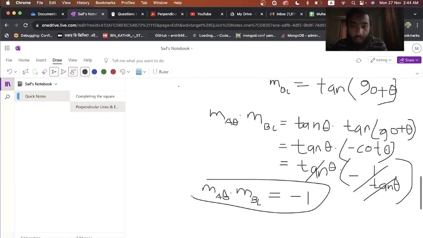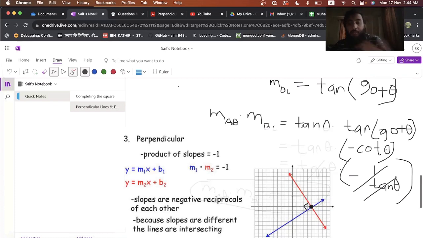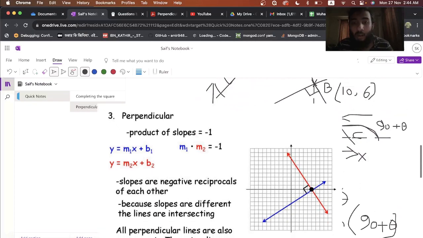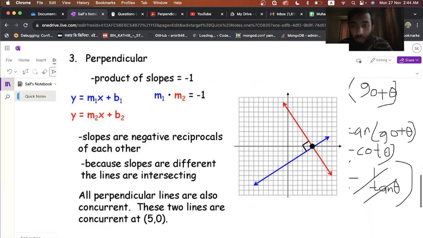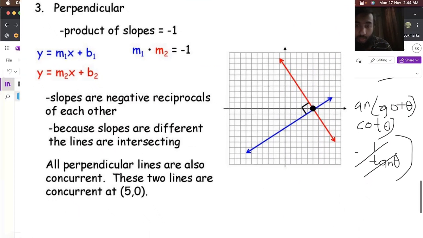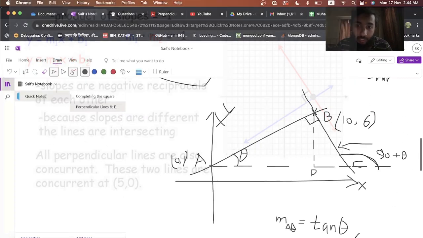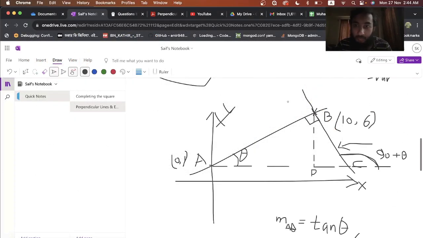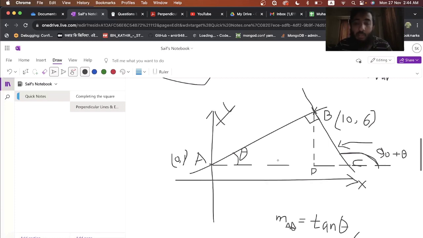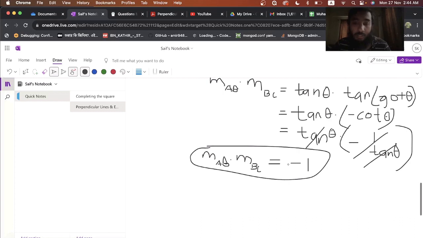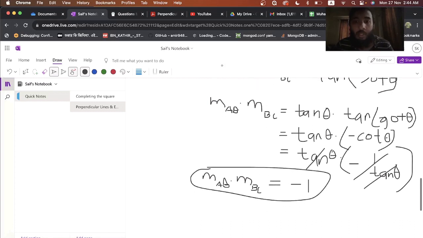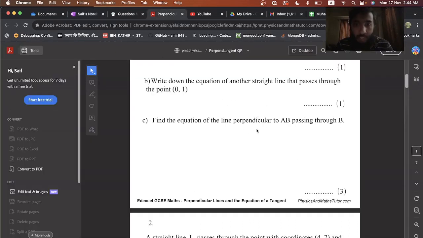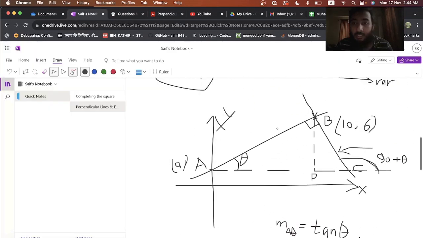This is a formula, a geometric coordinate formula, a straight line formula, but I wanted to show you how this formula is derived to understand it better. So the multiplication of the slope of this line by the slope of this line is minus 1. So I have to find the equation perpendicular to AB passing through B. Okay, so I have to find the equation of BC, right?